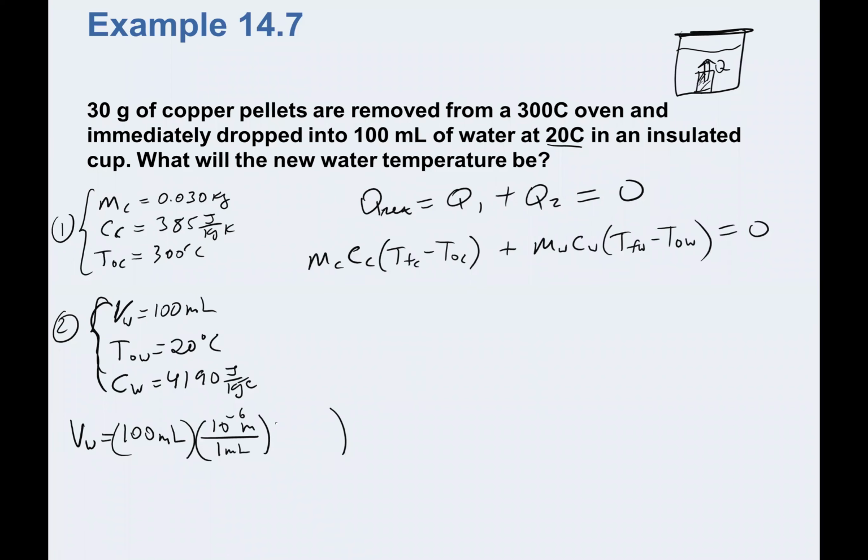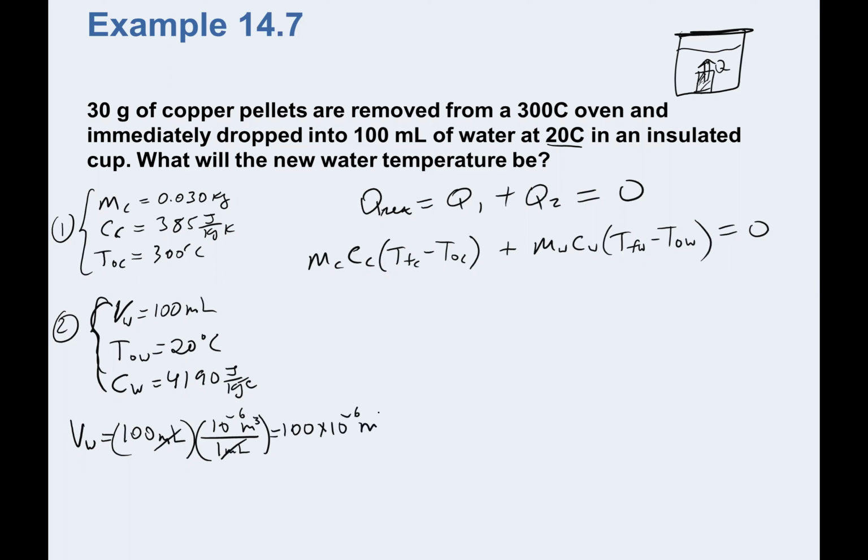So that should be what I need to do in terms of this, right? And then if I do this, I should be able to convert that, right? So that means milliliters goes away. So then I have 100 times 10 to the negative 6 cubic meters.